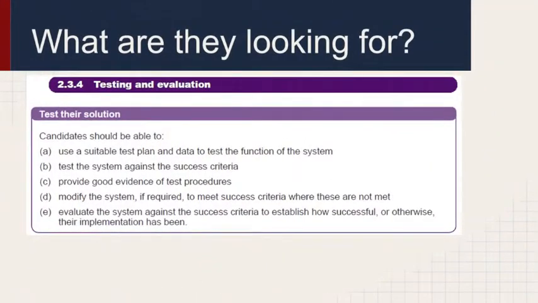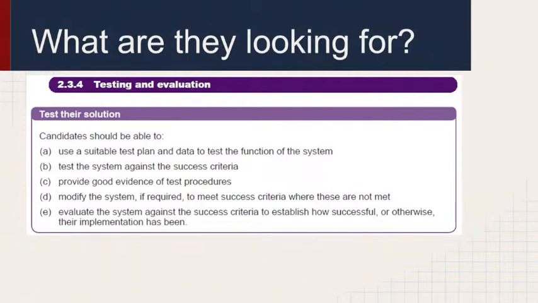Testing and evaluation. So you need to be able to use a suitable test plan and data, so test plan and test data, to test the function of the system. Test the system against the success criteria. So for each task, you need to identify the criteria that you're looking for in a successful system. To provide good evidence of test procedures, this could be printouts from your test functions and printouts to say that they're working, also printouts of your working system.